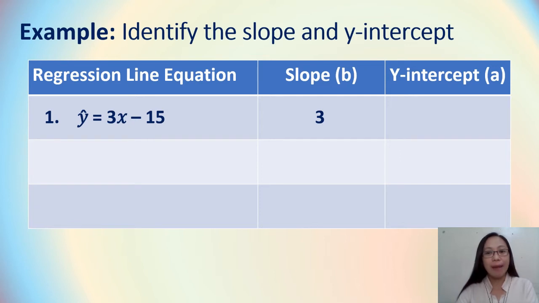And the y-intercept is the constant. It is negative 15. Do not forget to write the sign of the y-intercept. It's negative 15.